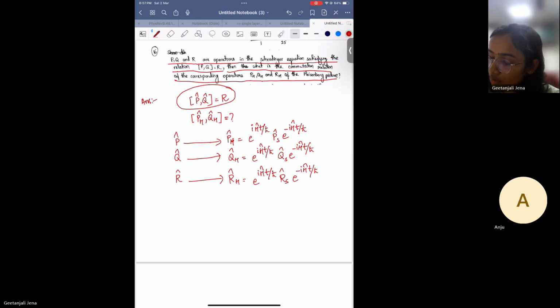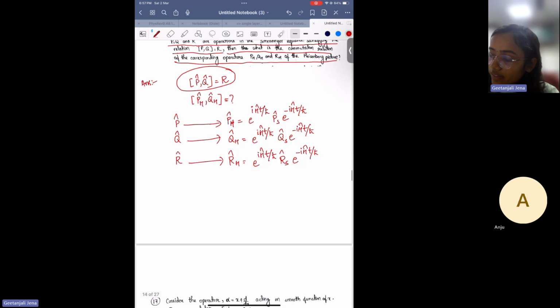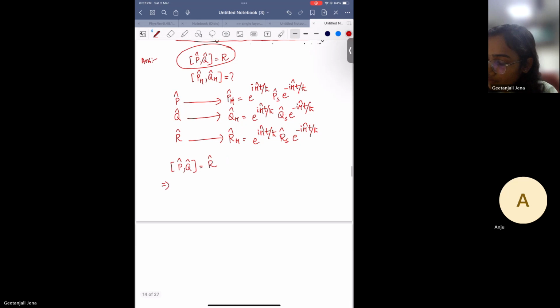Right? So what is given to us is the commutation relation in the Schrodinger picture, [P, Q] equal to R. So let us solve this commutation relation. This is nothing but PQ minus QP equal to R.